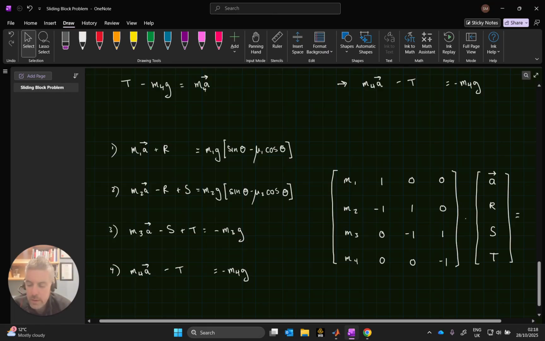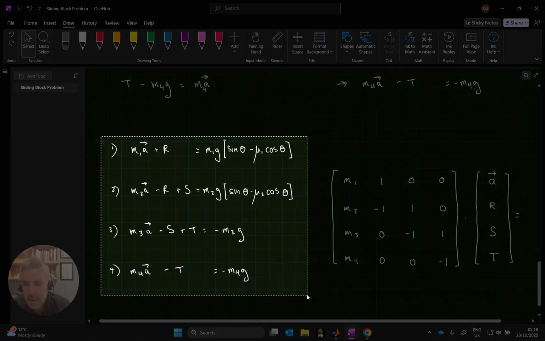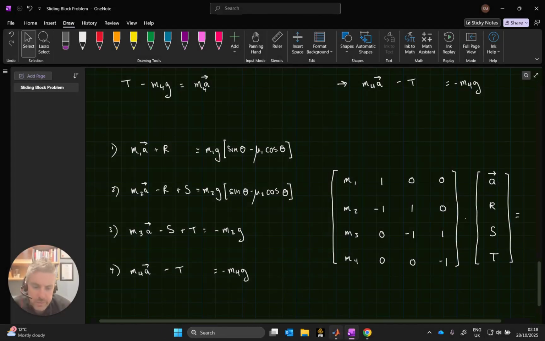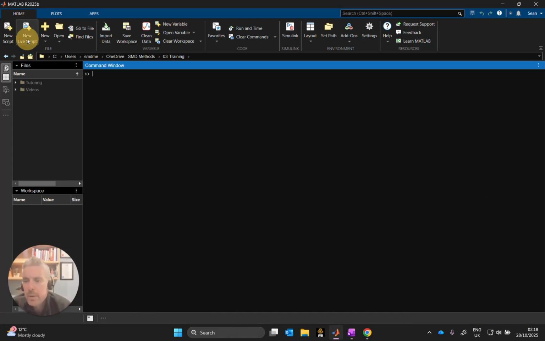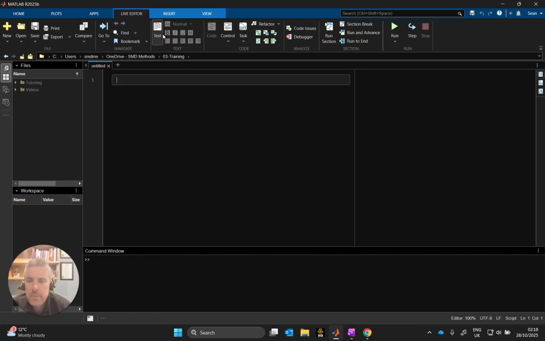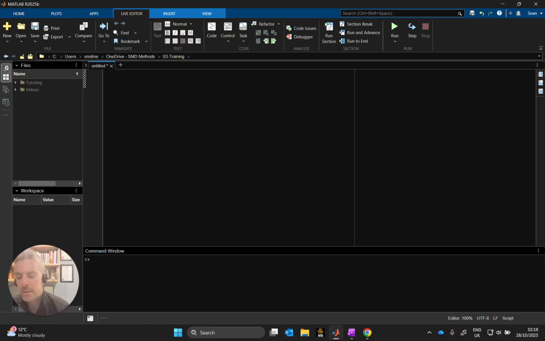What I'll do is take a screen grab. I'm not going to worry so much about the matrix here; I'll rely on the equations, so I don't have to flick back and forth between windows. I'll move straight into the MATLAB environment. I'm going to open up a new live script in here, move on to text, and give it a title.